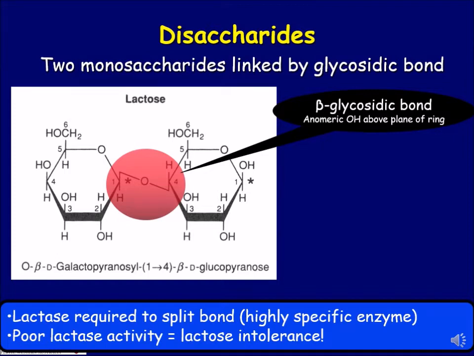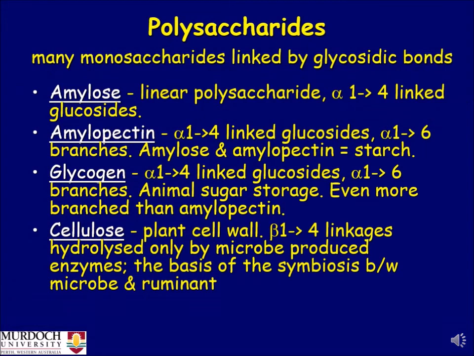As they've got older, they diminish in their expression of lactase, and so they're able to digest and absorb lactose less well. Now, I quite like this story because it really highlights just how specific enzymes can be for particular target bonds. So it's a really good one to remember. Lastly, I'd like to describe the polysaccharides.